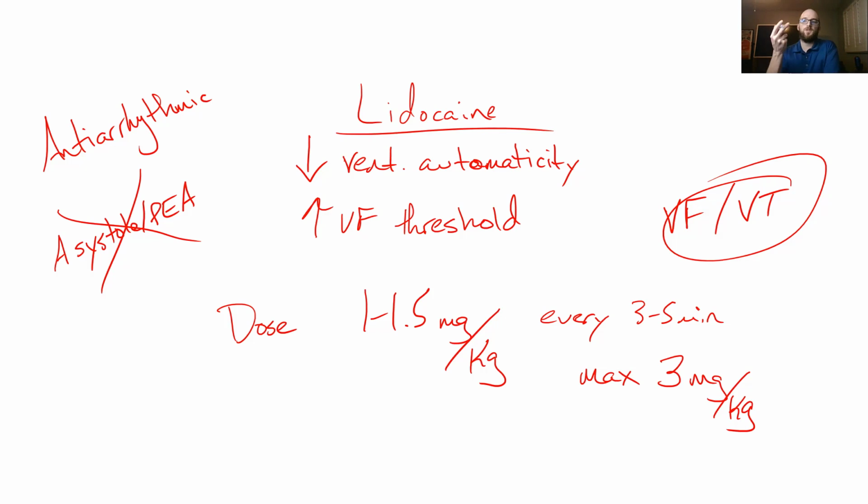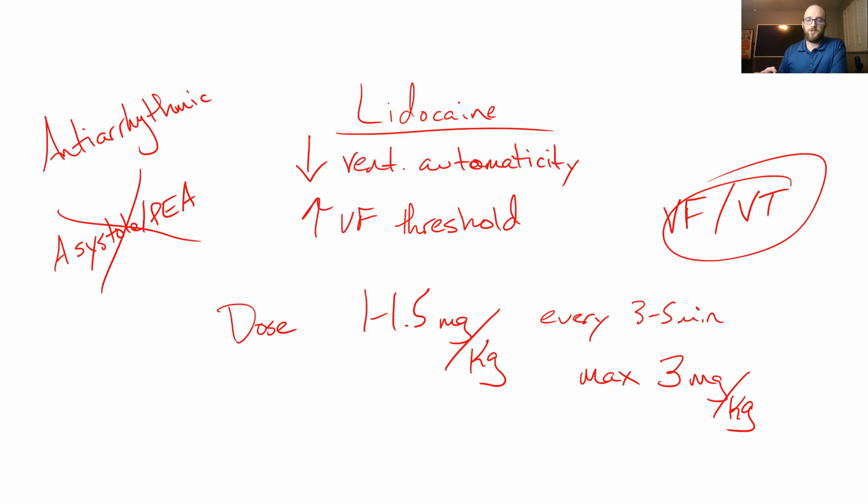So if your initial dose, you gave them 1 milligram per kilogram, 3 to 5 minutes later, here's another 1 milligram per kilogram. And then 3 to 5 minutes later, we're still in VFib, pulseless VTach. Here's another 1 milligram per kilogram. Now we've given a total of 3 milligrams per kilogram. We're done with lidocaine at that point. So you'll either do 2 or 3 rounds if you're staying in sustained VFib, pulseless VTach.